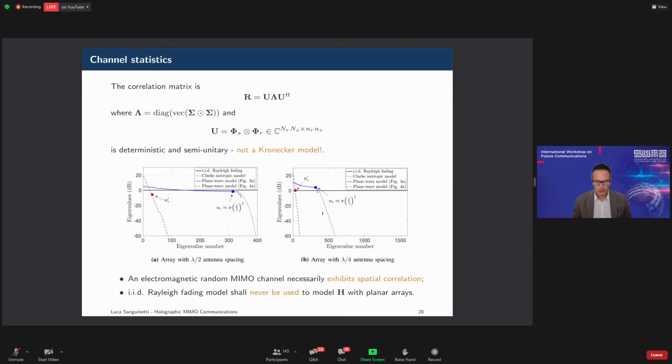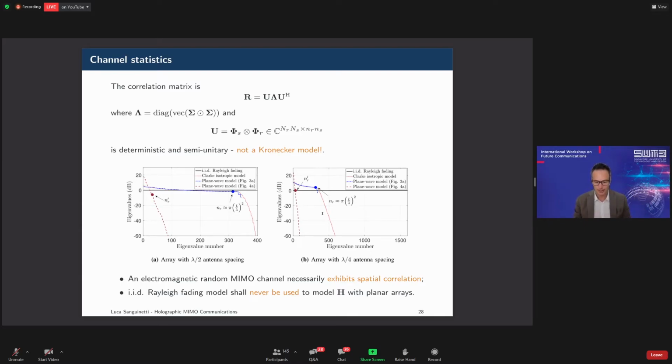There is another important message that I want to bring to your attention: if you compute the statistics of the channel according to the model that we have developed, it doesn't have a Kronecker structure. Why? Because the source and the receiver are not decoupled. With this model, the source and the receiver are coupled together. So the model does not have a Kronecker structure.